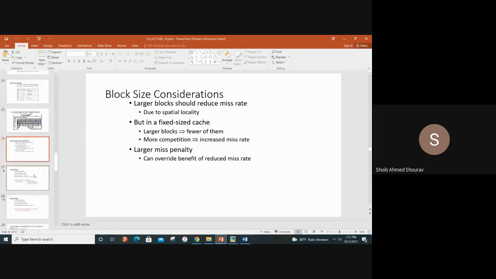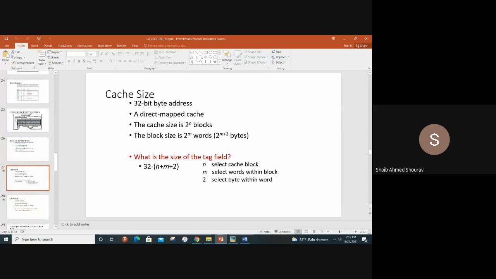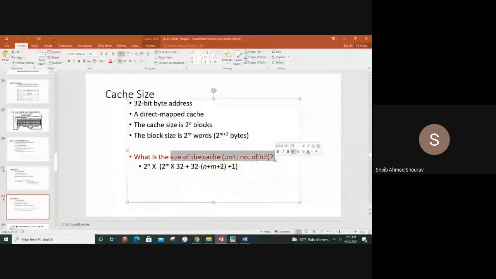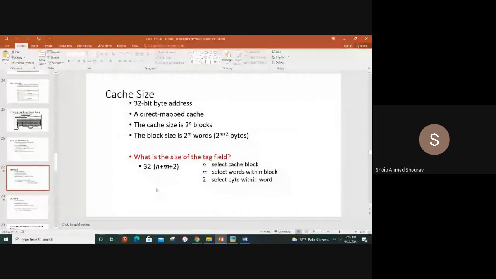Now I'm going back to the original thing that I'm going to show you with picture as well. Cache size. What is the size of the tag field? What is the size of the total cache in unit of bit? We are going to see these two things. But before that, remember now every information is a 32-bit byte address. So everything in here is a 32-bit byte address. What is this 32-bit? What is byte address? I'm going to show you now.